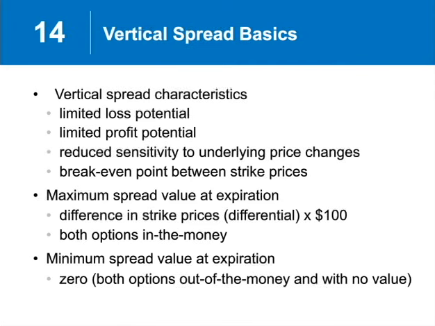Now, the minimum spread value at expiration is zero. That's when both options would be out of the money and therefore have no value. So maximum spread is the difference between the strikes. Maximum spread value. We're not talking about the profit, because that would be the difference between the strikes minus what you paid in terms of your potential profit or loss. And the minimum spread value at expiration, as I said, is zero when both strikes are out of the money.